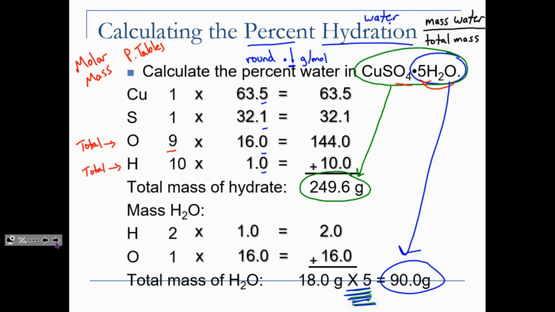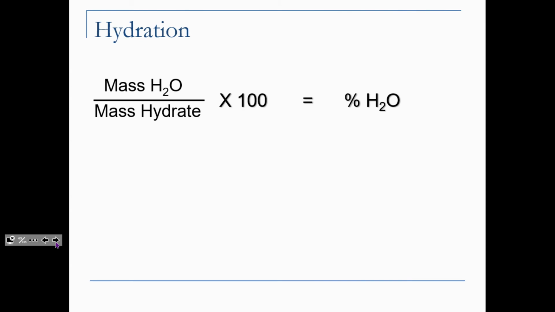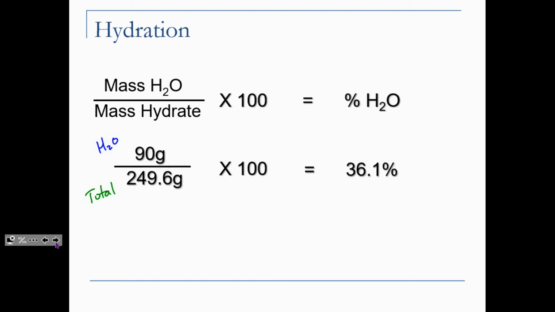So I'm going to plug it into my equation. I will be multiplying by 100. And this will be on the next slide here, so pause if you need to finish writing. So the equation is mass of H2O over the total mass of the hydrate times 100. So the total mass for the water was 90. And the total mass for the whole hydrate, the whole compound with water included, is 249.6. Final answer, 36.1% water.